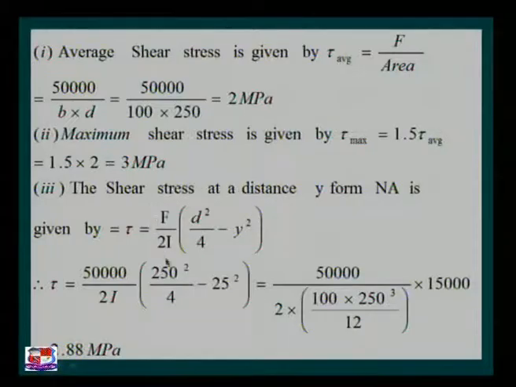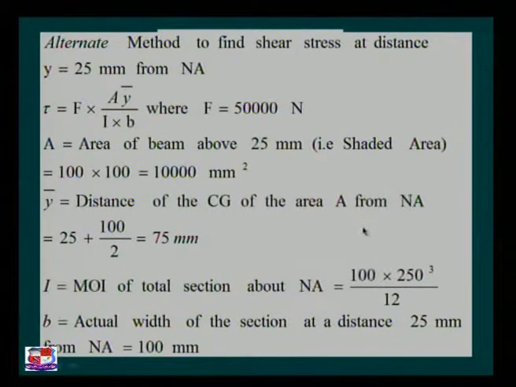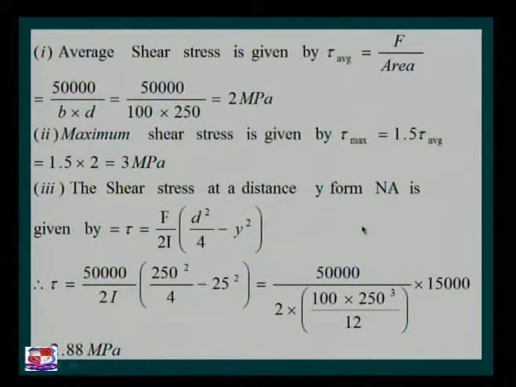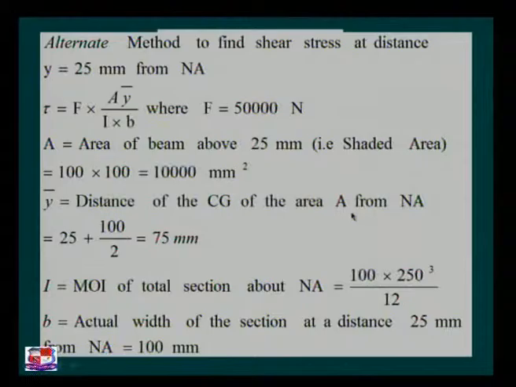But if you do not know this fundamental equation, or if we have forgotten this equation, we can still solve this problem by using the basic fundamental equation, and that alternate approach is this one, that is tau is equal to f a y bar by I b. This is my basic equation. So if you know this basic equation, we can solve this third option very well. How? It is understood right now.